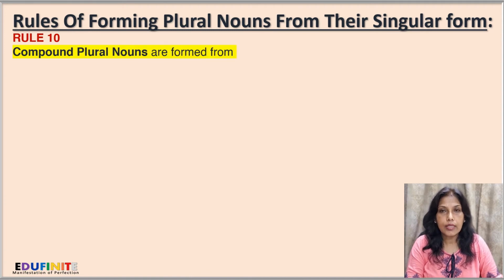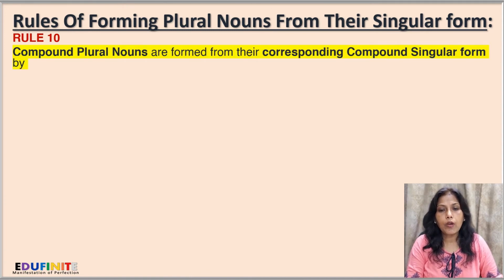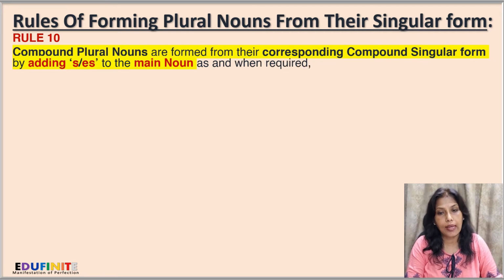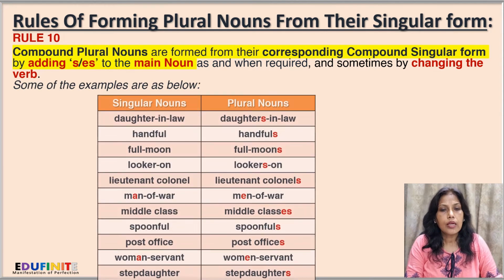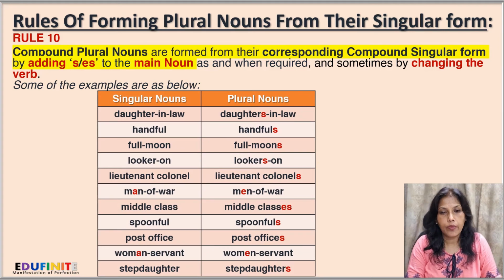Next, Rule 10. Compound plural nouns are formed from their corresponding compound singular forms by adding s or es to the main noun, as and when required, and sometimes by changing the noun. Some of the examples are as below. Daughter-in-law is changed to daughters-in-law. We add s to the root noun which is included in that compound plural noun. Now in daughter-in-law, the noun word is daughter, so we are adding s to it.